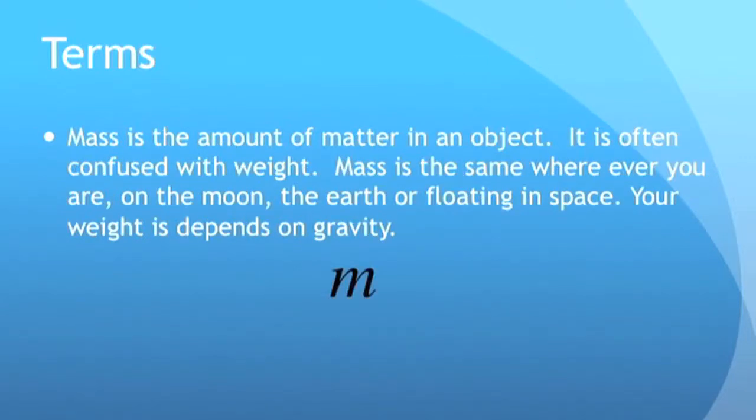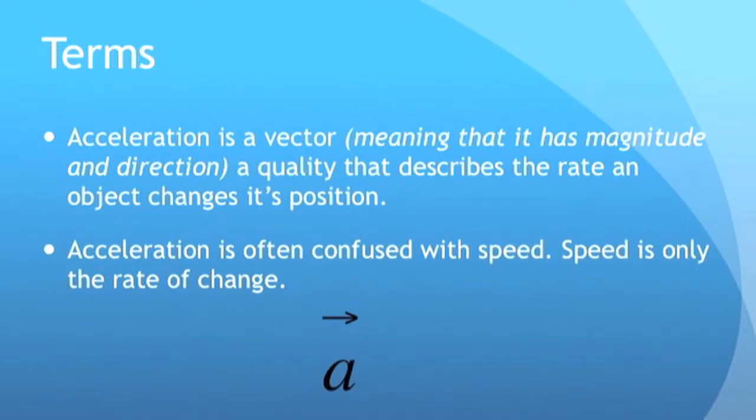Mass is the amount of matter in an object. It is often confused with weight. Mass is the same wherever you are, on the moon, on the earth, or floating in space. Your weight depends on gravity. Acceleration is a vector, meaning that it has magnitude and direction, a quality that describes the rate an object changes its position. Acceleration is often confused with speed. Speed is only the rate of change.